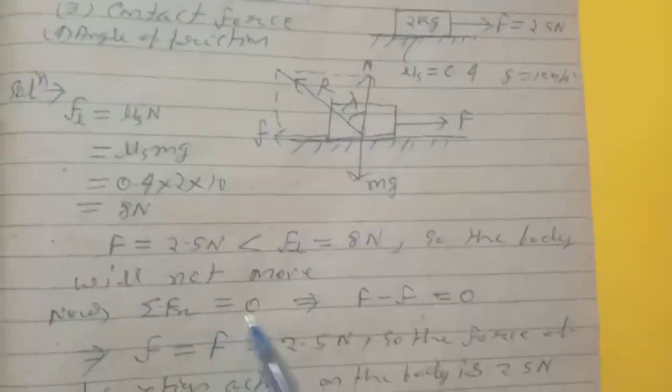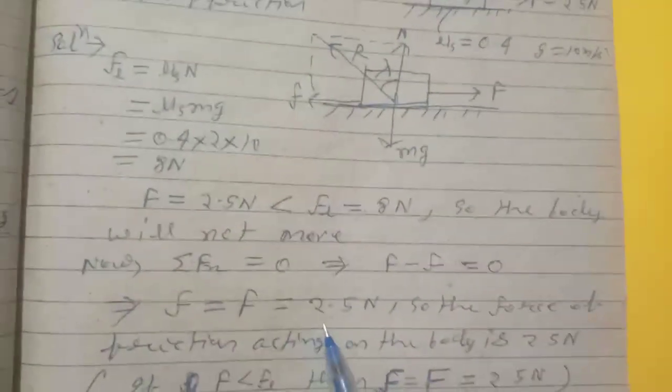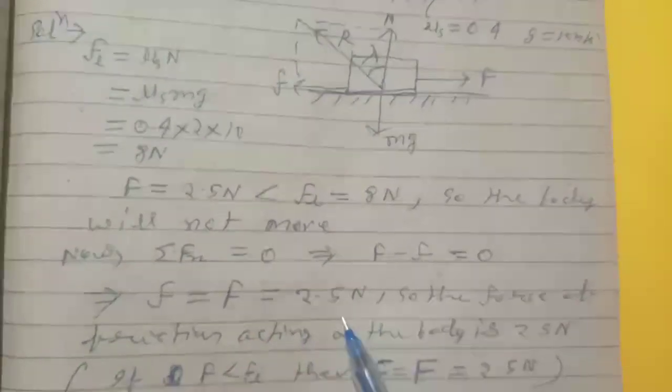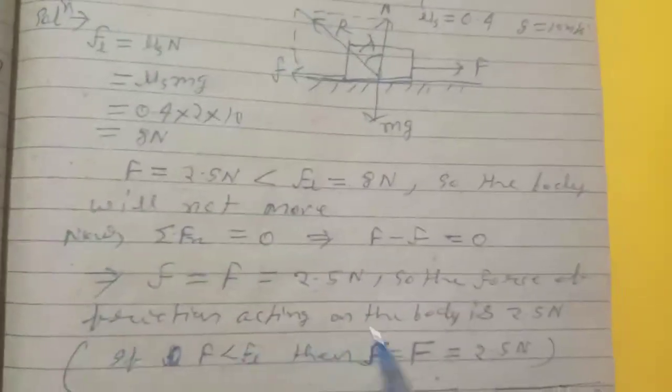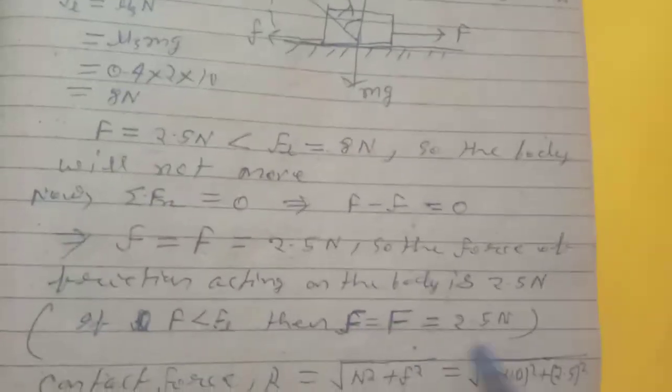Now sigma Fx equals 0. This will give F minus f equals 0. This implies f equals F, and so the force of friction will be equal to the applied force, that is 2.5 Newton. So the force of friction acting on the body is 2.5 Newton. If F is less than FL, then f equals F in all conditions, that is 2.5 Newton.